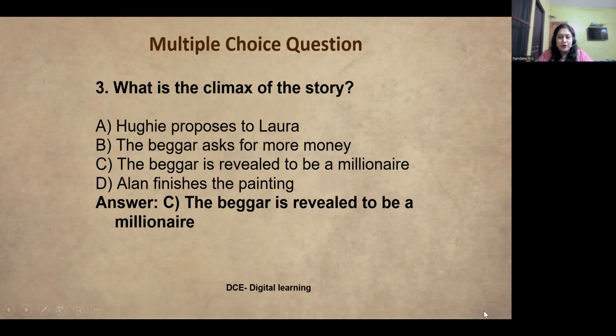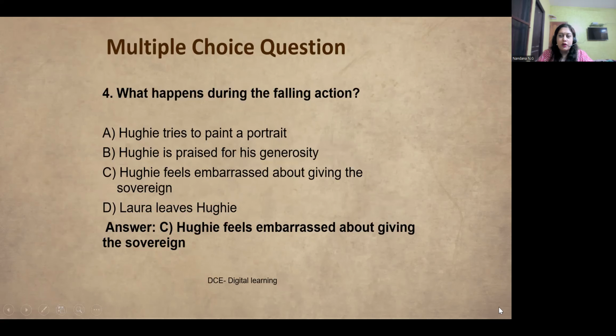What is the climax of the story? Huey proposes to Laura, the beggar asks for more money, the beggar is revealed to be a millionaire, or Alan finishes the painting. The answer is option C, the beggar is revealed to be a millionaire. What happens during the falling action? Huey tries to paint a portrait, Huey is praised for his generosity, Huey feels embarrassed about giving the sovereign, or Laura leaves Huey. The answer is option C. Huey feels embarrassed about giving the sovereign because when he realizes that he has given a gold coin to one of the richest men in Europe, he feels embarrassed.